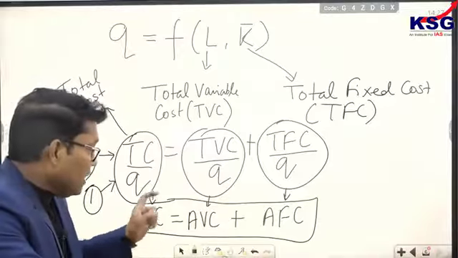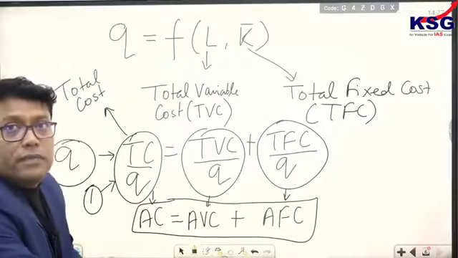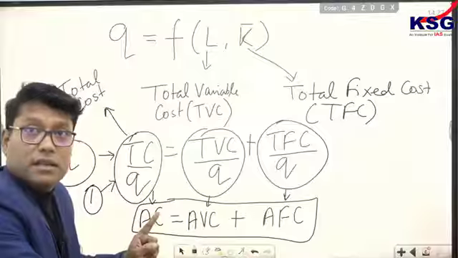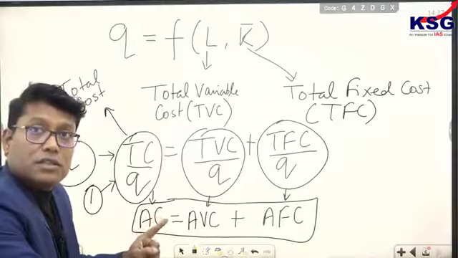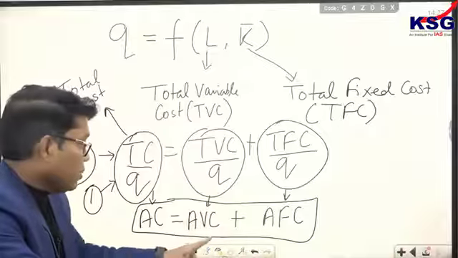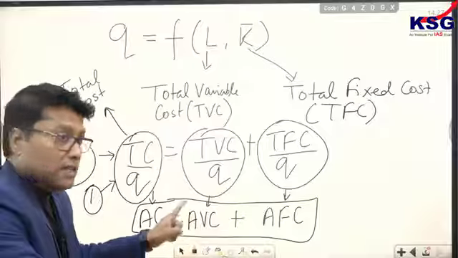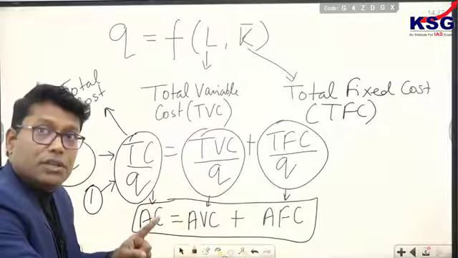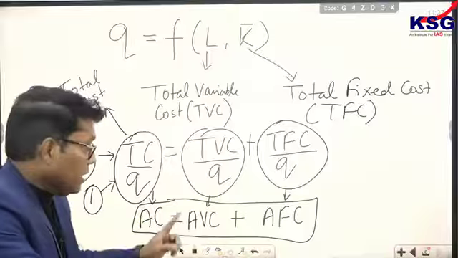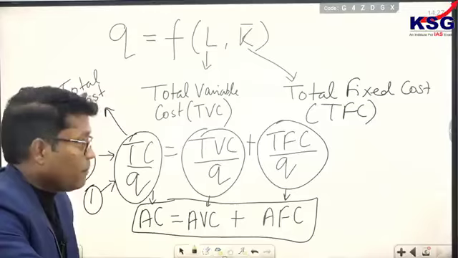Change the paragraph and write AC, average cost. Average cost is the per unit total cost. AVC means average variable cost. It is per unit variable cost. Average variable cost means it is per unit variable cost.